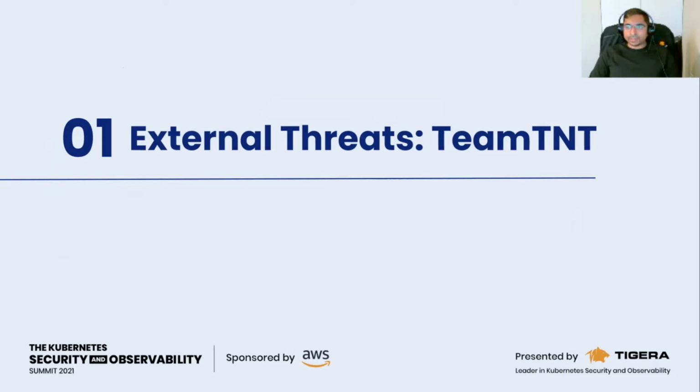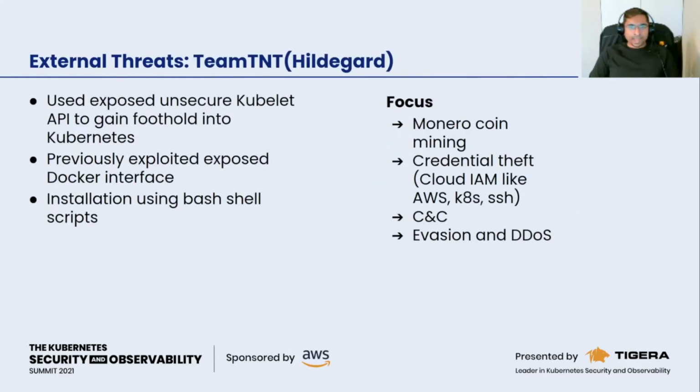So the first threat actor is TeamTNT. TeamTNT really targeted those exposed, unsecured kubelet APIs to gain that initial foothold into Kubernetes. And previously, it targeted Docker interfaces. The focus for this threat actor seems to be Monero coin mining, as it sees this as free compute available on the internet, and it wants to make use of it.